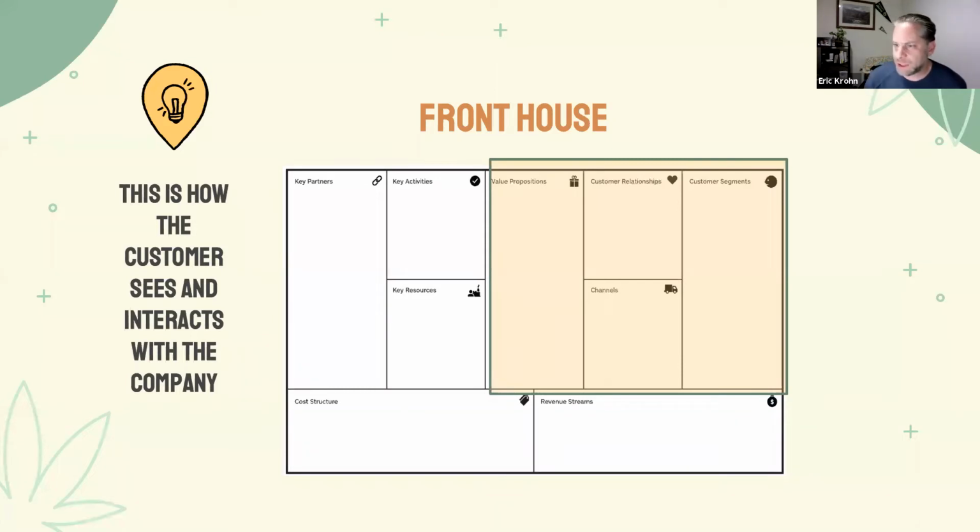So here it is. Here's the business model canvas. Last week we talked about the theater of the BMC and discussed the back of the house of the theater. And today we are going to discuss the front of the house. So this is what the customer sees from the company. Yes, there are four sections, including customer relationships and channels. I'm going to go over a definition of those, but for the sake of spending more time on value propositions and customer segments, we're really going to focus on those two.